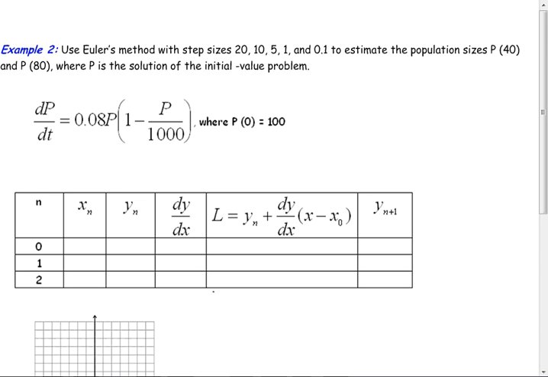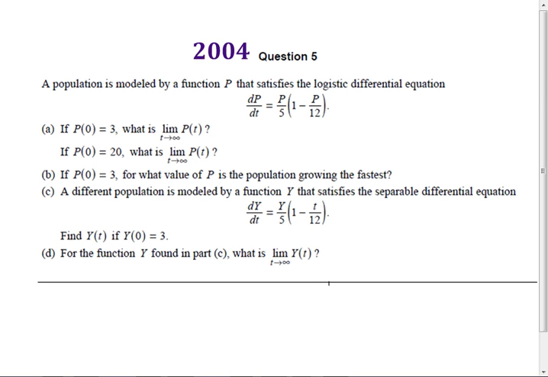You can do this with Euler if you want, but I'm not going to. Let's look at 2004 question 5. Do you have that in that packet? You have part of it. You might have it. There it is. It's on the back of the gold sheet.